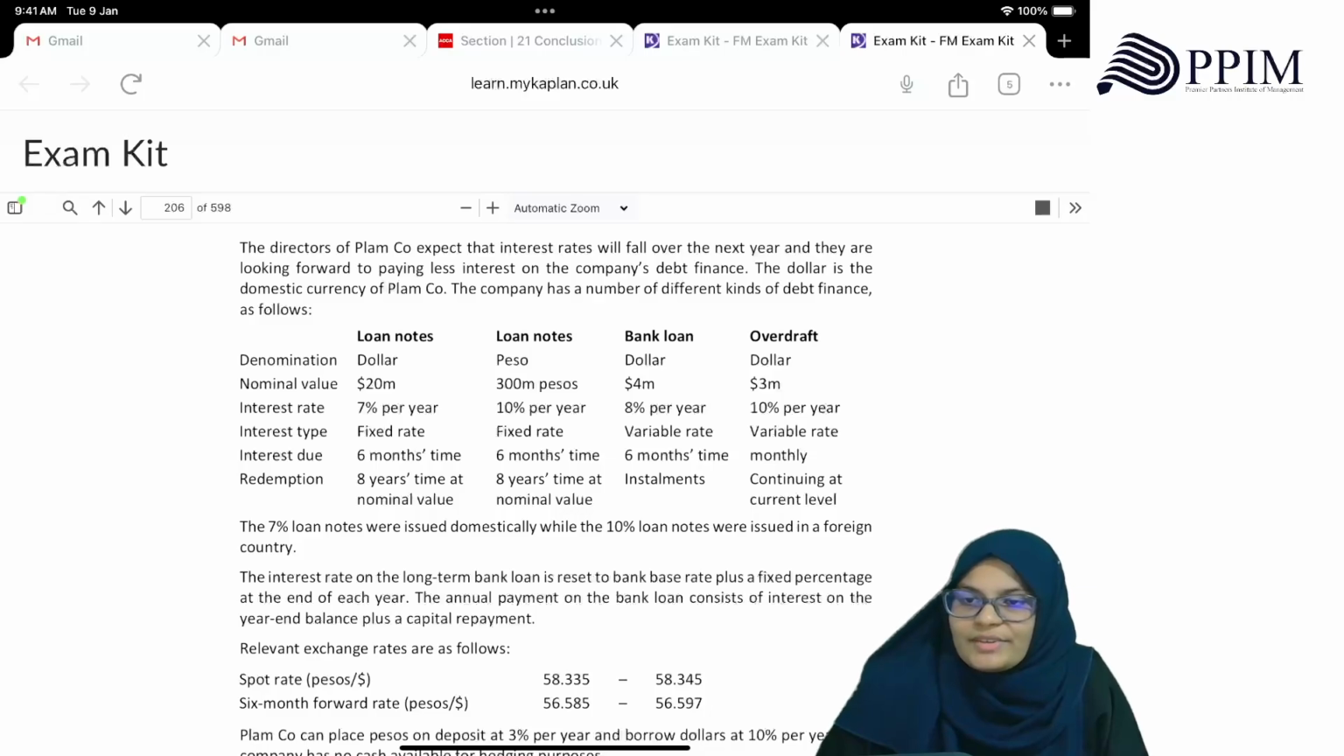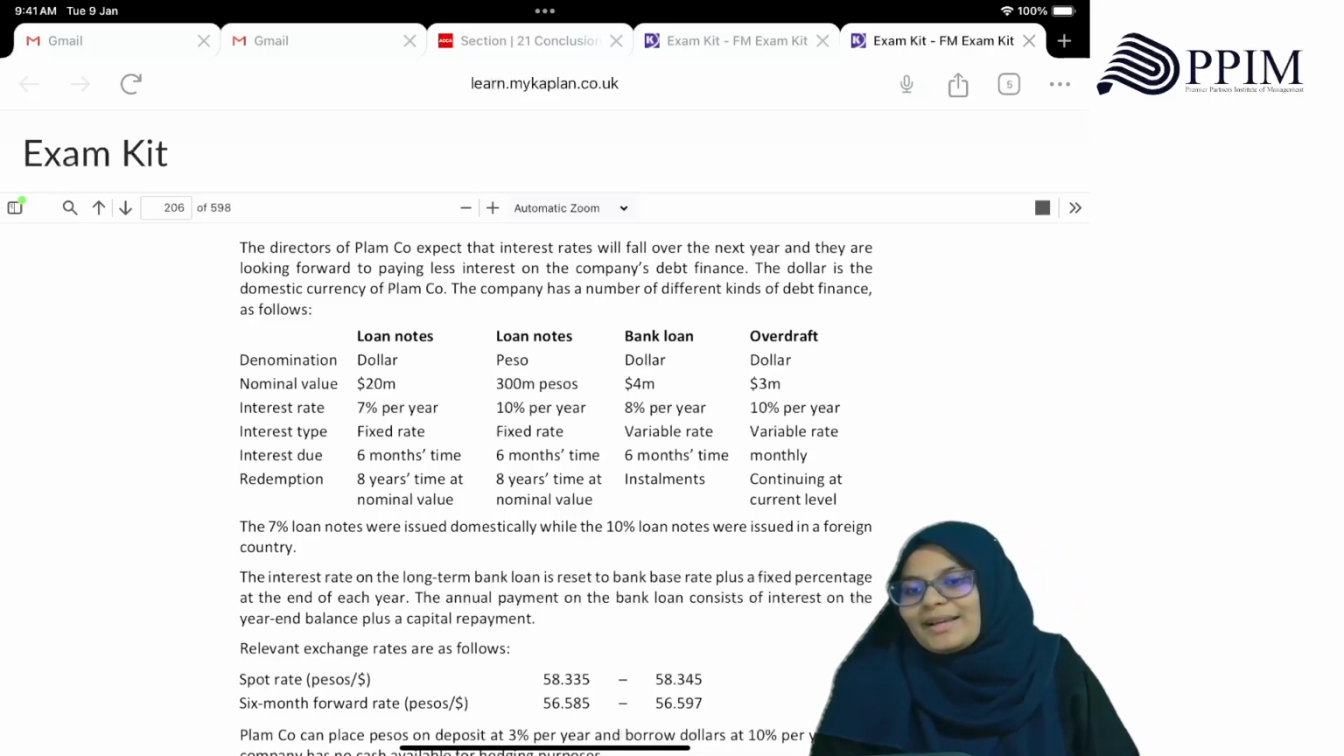Finally, the overdraft, it's in dollars again. Nominal value 3 million, 10% per year again variable. Interest is due monthly and redemption is continuing at the current level.